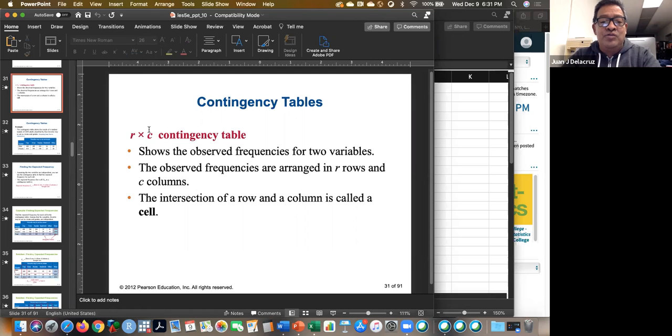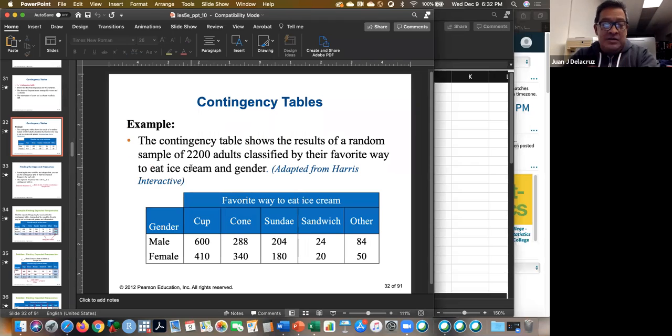We have rows and columns. That's what we were doing yesterday. We have a sample of 2,200 adults, male and female, and we group them as people eating ice cream in a cup, a cone, a sundae, and so forth. We did this part.